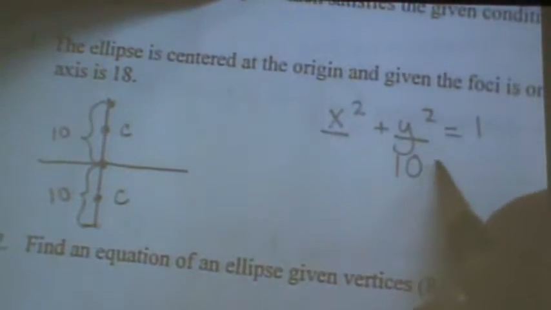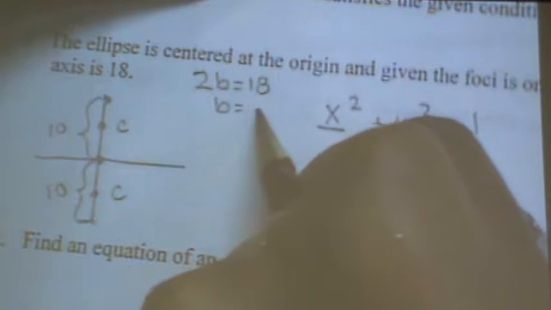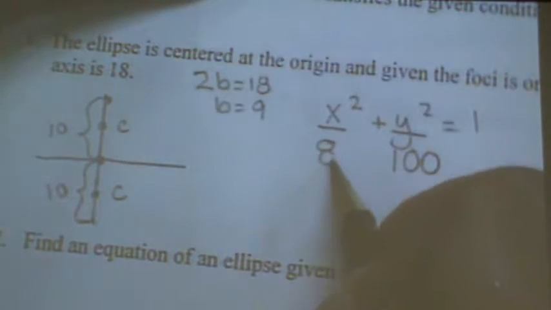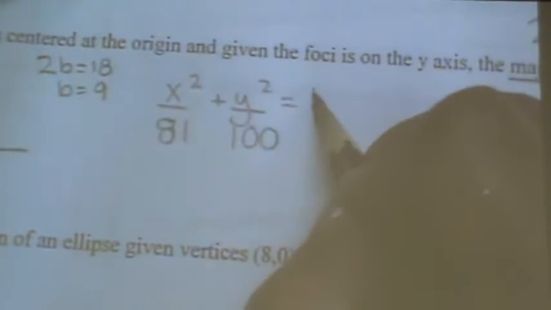So when you write this, x squared plus y squared equals 1, since your major axis is on the y-axis, you're going to put 100 right here. And then it says the length of the minor axis is 18. So 2b equals 18. So what's b? 9. That means you're going to put 81 underneath x. And that is the equation of the ellipse.